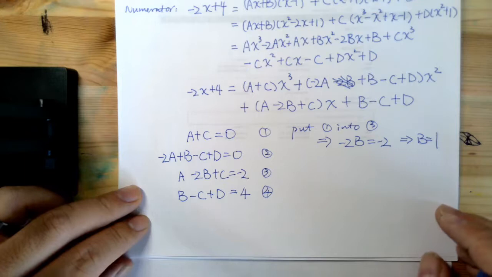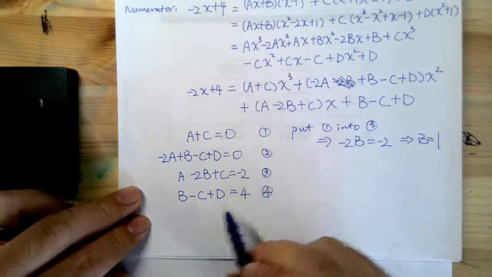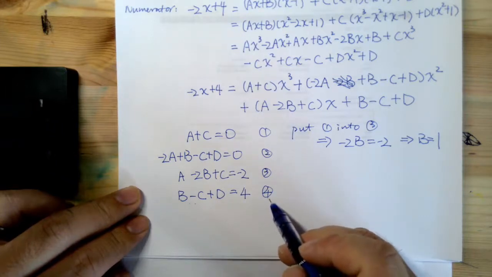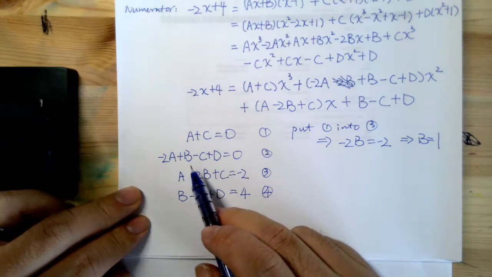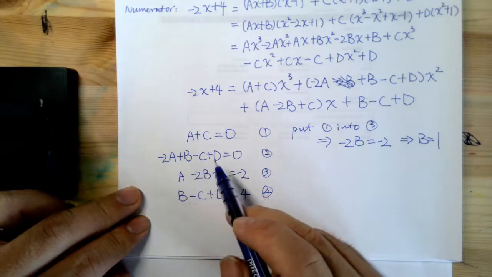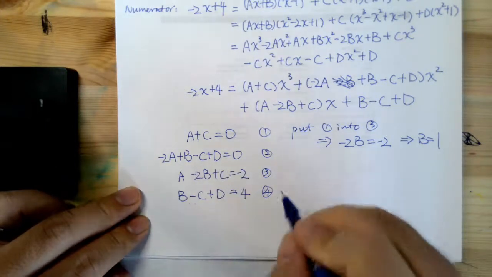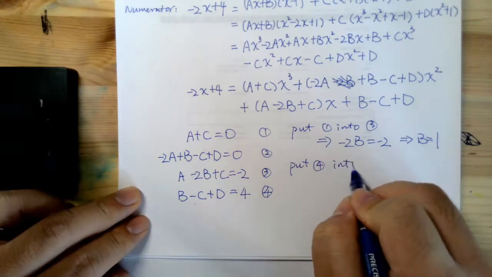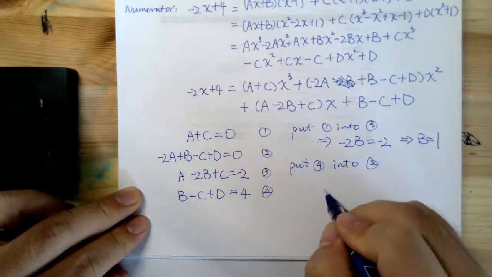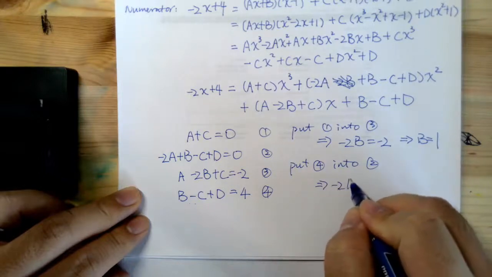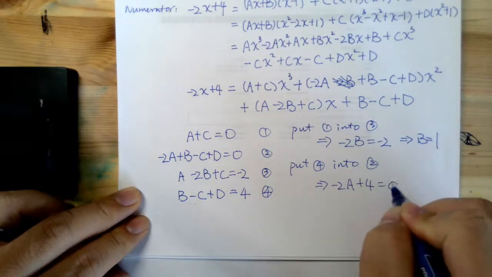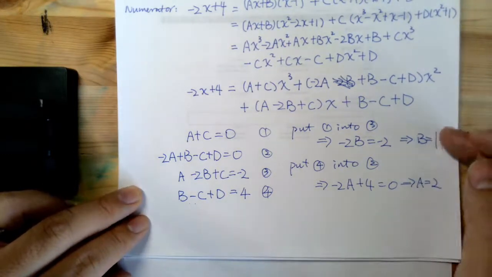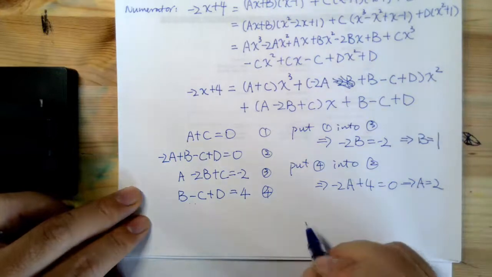Similarly, we have b minus c plus d equals 4. That's from equation 4. But look at what we have from equation 2. I also have b minus c plus d here. So if I put equation 4 into 2, I'm going to have negative 2a plus 4 equals 0. It turns out a equals 2. Okay, I got my a equals 2 here.